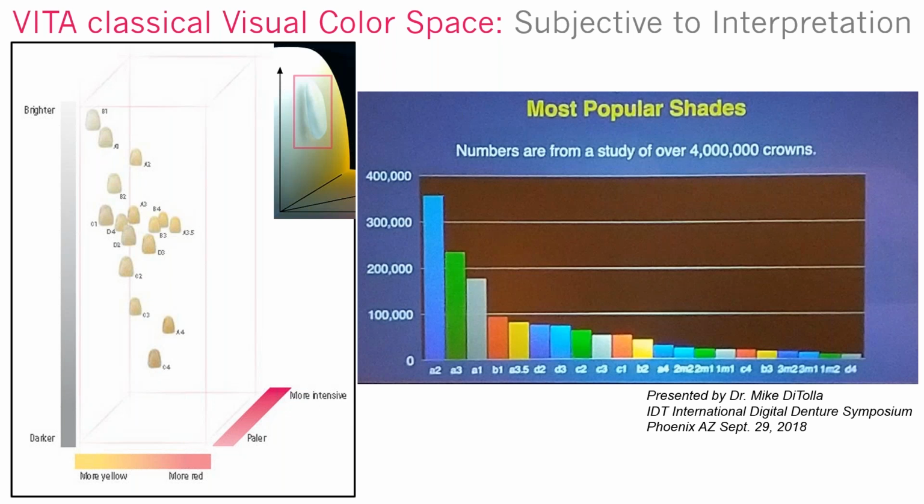This is interesting information from Dr. Datola, who used to work with Glidewell. I found it interesting when he talked about a study of 4 million crowns, and what was the most popular shade? Well, it's A2, and then A3 and A1. And why is that? Why was A2 mainly picked?